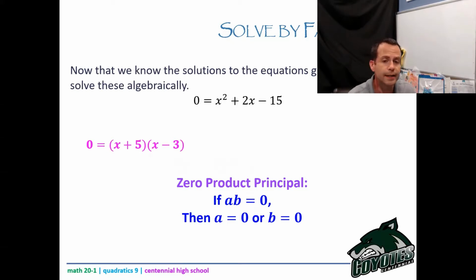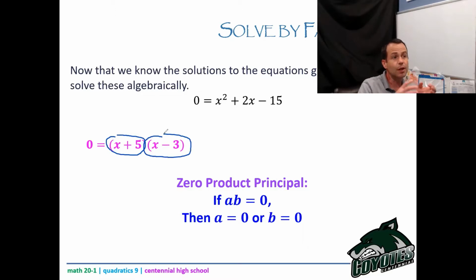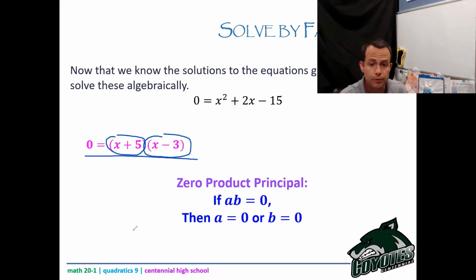Now, why is that important here? It's important here because that means this is two numbers being multiplied together, right? Here's one guy being multiplied by the other guy. So if those two guys being multiplied together equals zero, one of them has to equal zero. And so what happens is I can split this statement up into two smaller statements now. I can say either x plus 5 equals zero or x minus 3 equals zero. And then I can solve for each one of those, okay?